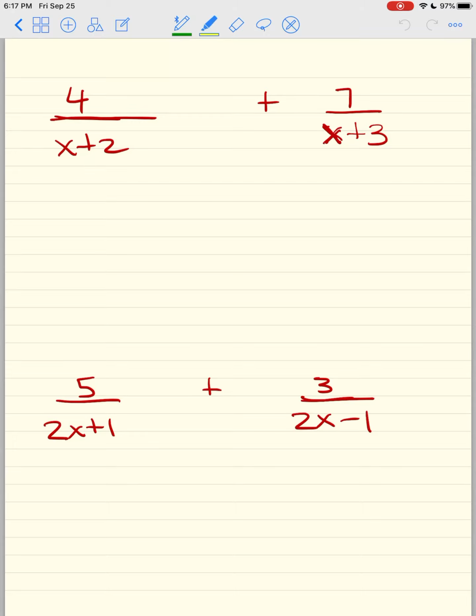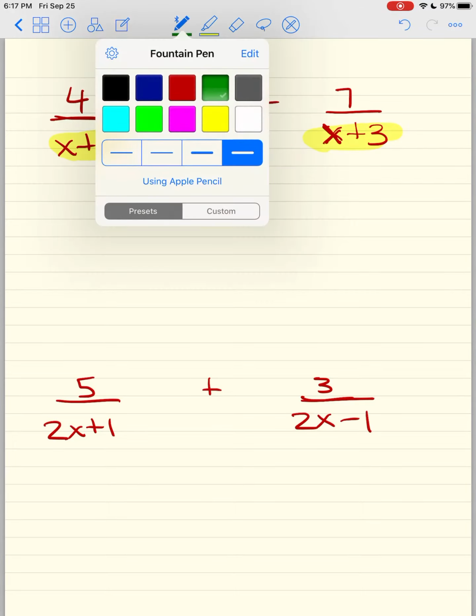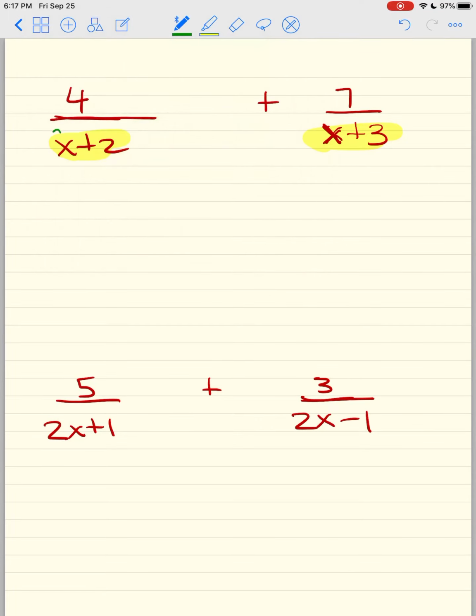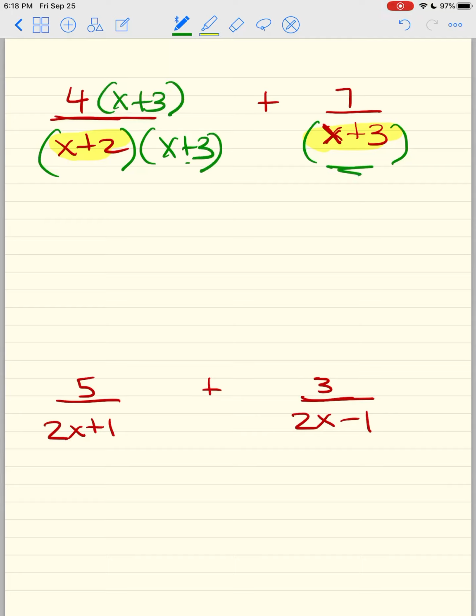Where does x plus 2 and x plus 3 meet? Well, they meet at each other. What I mean by that is, I'm going to wrap this first. I'm going to put an x plus 3 from this person here. And I'm going to do that here as well. I'm going to put an x plus 2 here. And an x plus 2 here.